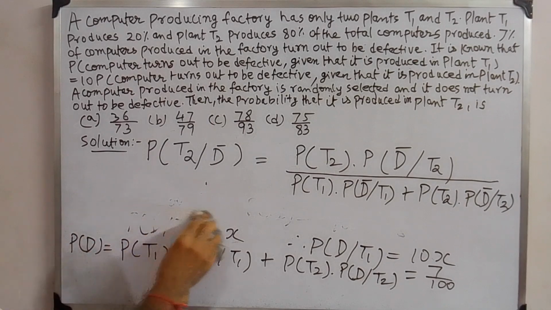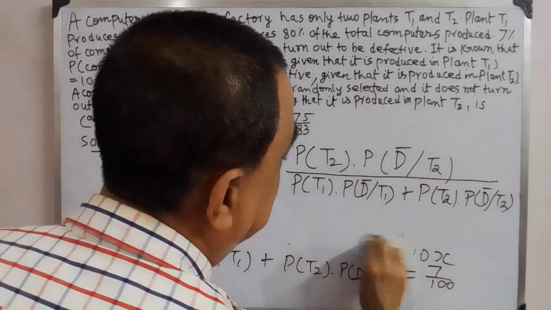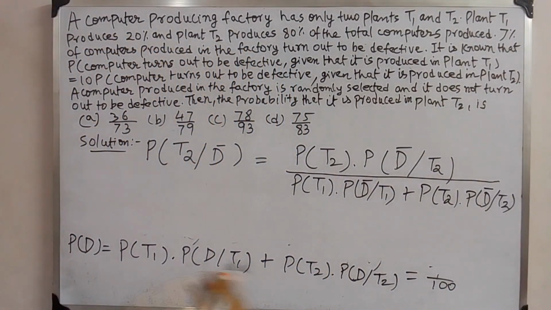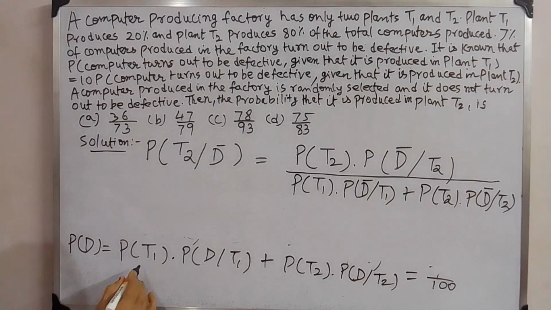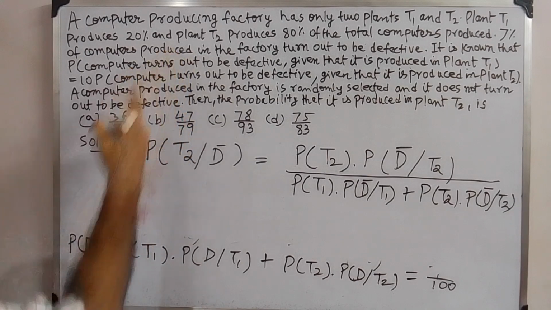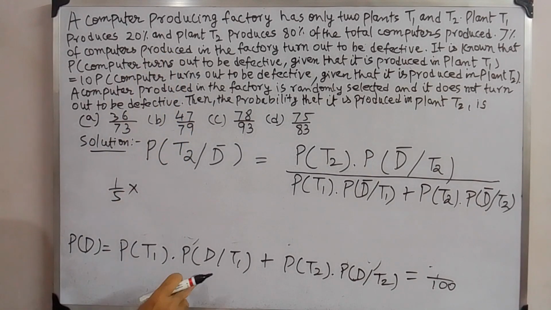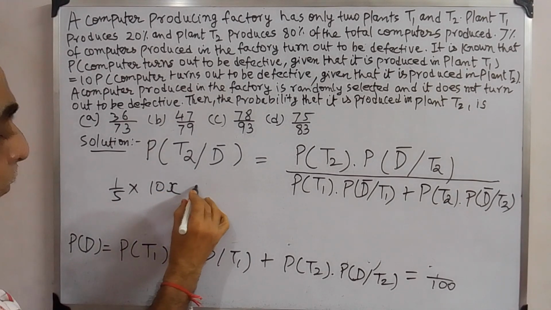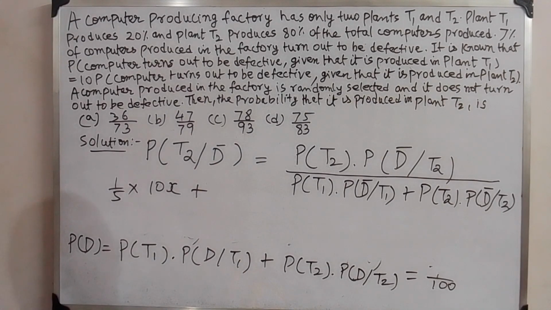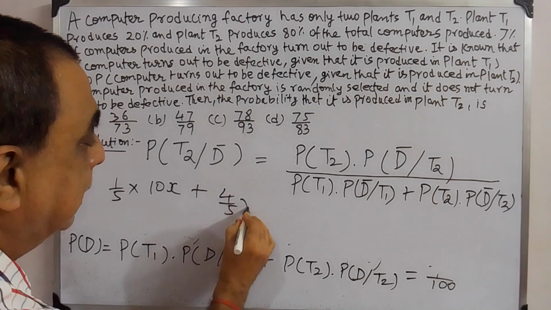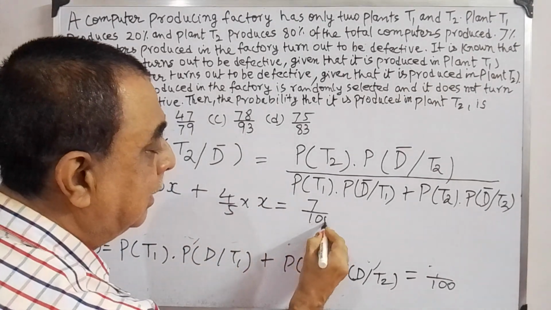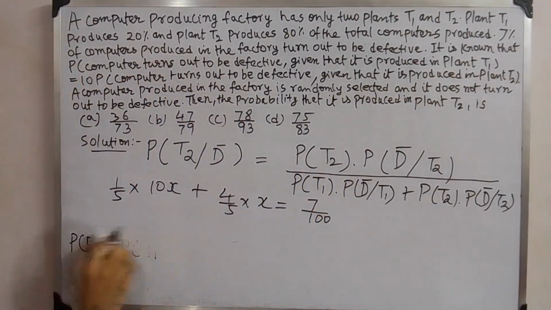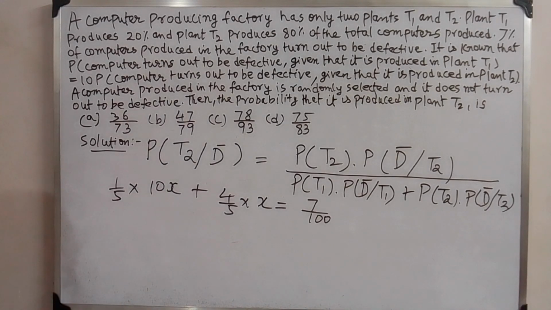That is, the probability of the computers being defective produced in T2 and also the probability of the defective produced in T1. So put the values. The probability of the computer produced in T1 was 20%, which is 1 by 5, into the probability of the defective computer produced in T1, which is 10x, plus the probability of the computer produced in T2, which is 80%, or 4 by 5, into the probability of the defective provided that it is produced in T2, which is x. This equals 7 by 100. So this is the probability of the defective computers. Now solve this equation and get the value of x.